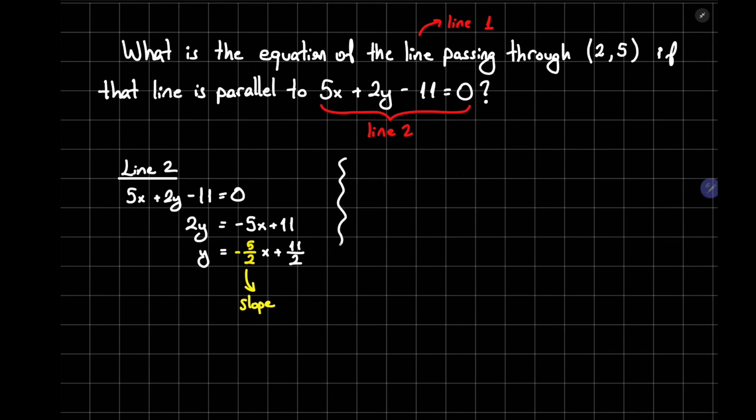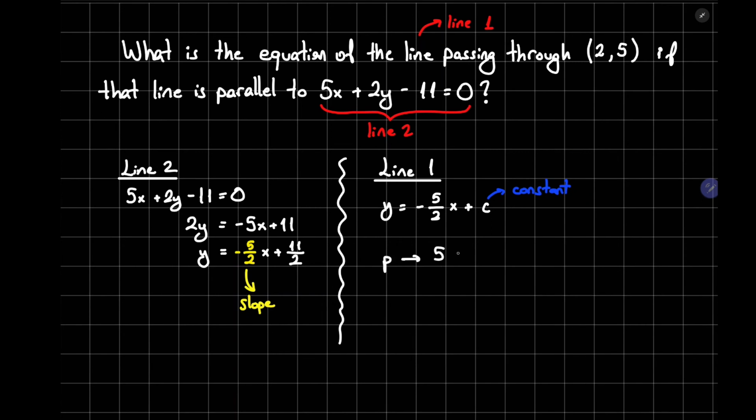Now let's move on to line 1. Since we know the slope of line 1, we can write the equation of line 1 as y = -5/2 x + c. This c is a constant. We know that line 1 passes through the point (2, 5). Therefore, the point (2, 5) must satisfy the equation of line 1, so I'm going to apply this equation to our point P.